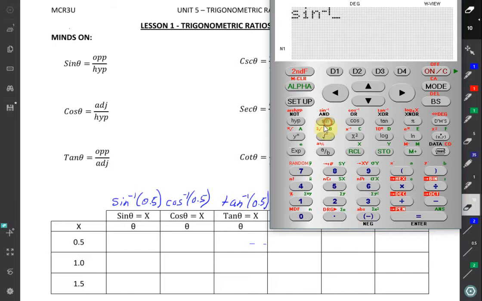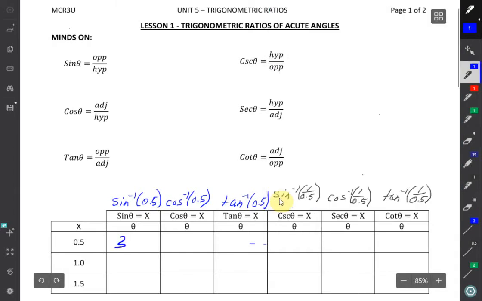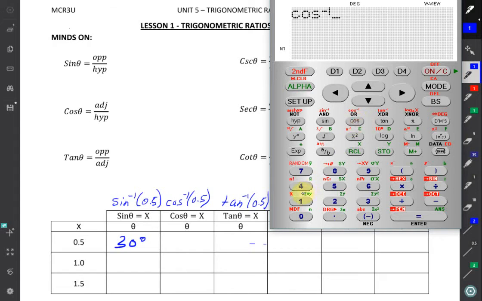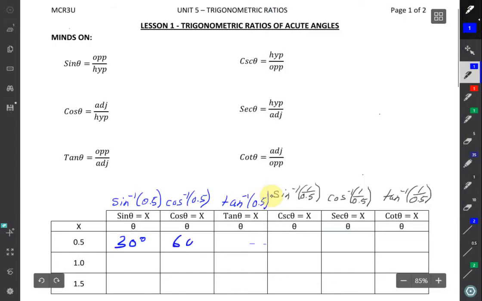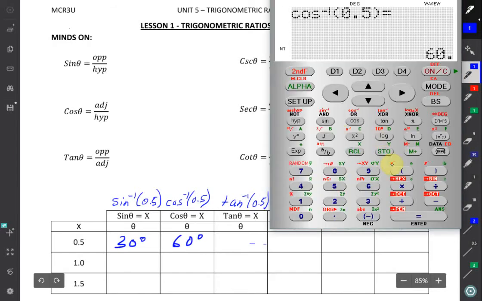The inverse sine of 0.5 is 30 degrees. Inverse cos of 0.5 is 60 degrees. And then the inverse tan of 0.5 is equal to 26.6 degrees.